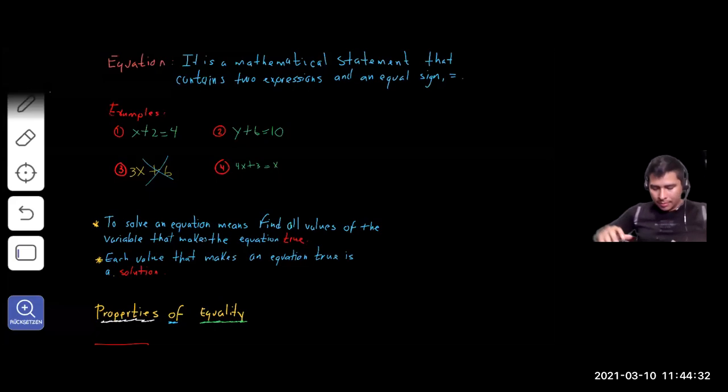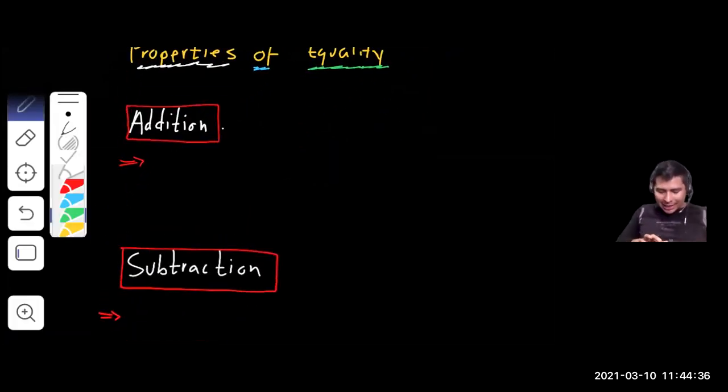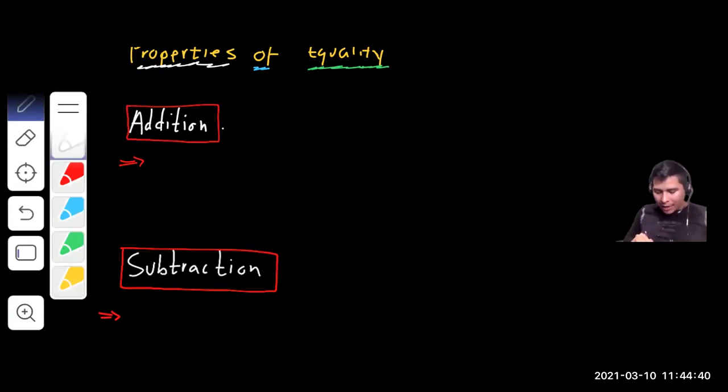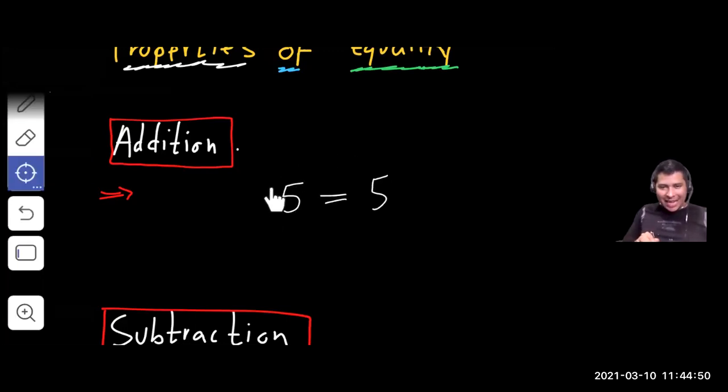Let's copy this. Okay, we got properties. This property is addition. Let me explain what this means. Let's suppose that I have an equation. Let's say that I have 5 equals 5. This is an equation because you're saying this expression is equal to this one. Is that true? 5 is equal to 5.